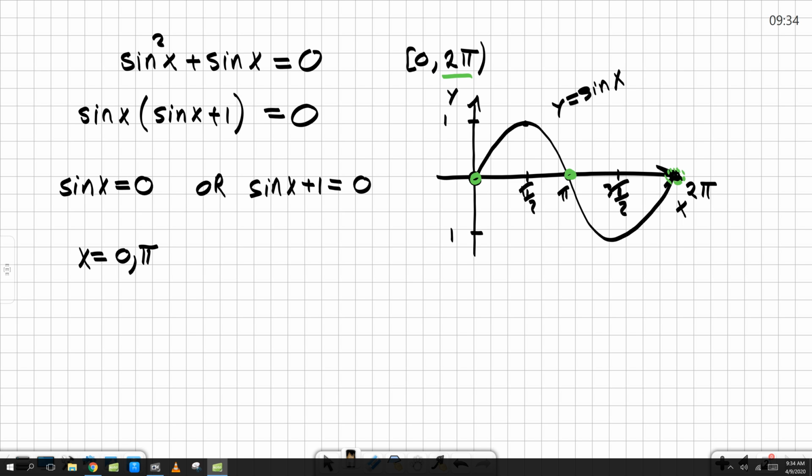pi. Now for the second part, I first set sine of x equal to -1, and now I am doing something very similar to before. I am looking, -1, when is my graph -1? That happens at 3 pi over 2.